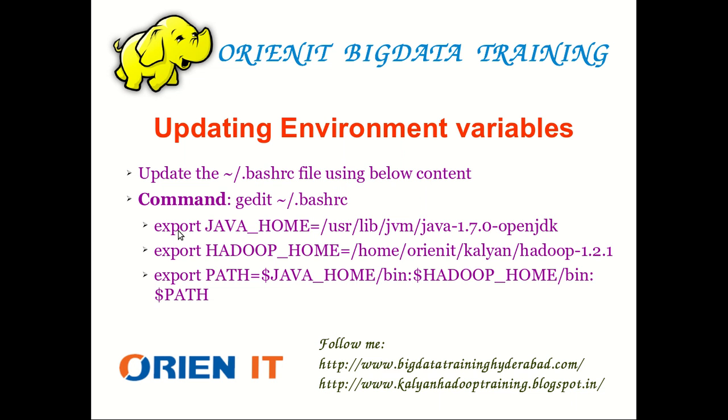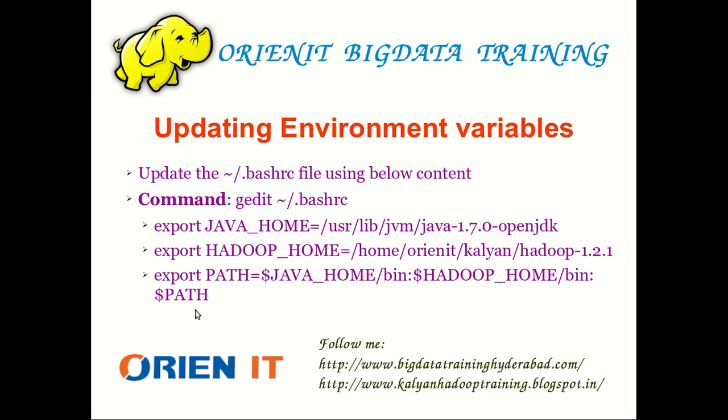The first one is exporting the JAVA_HOME, where exactly it is located, and the second one is exporting the HADOOP_HOME, where you are interested to install Hadoop, and the third one is exporting the PATH, so adding the Java home bin folder and the Hadoop home bin folder along with the path. Once the changes in the bashrc file are completed, please save that file and close the terminal.